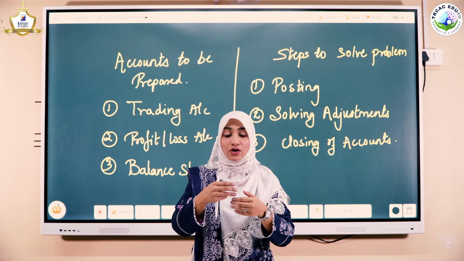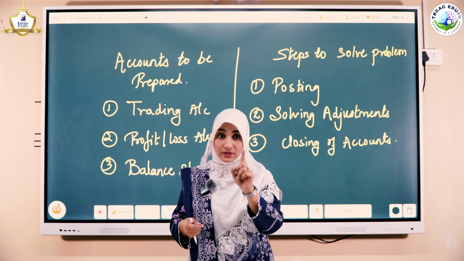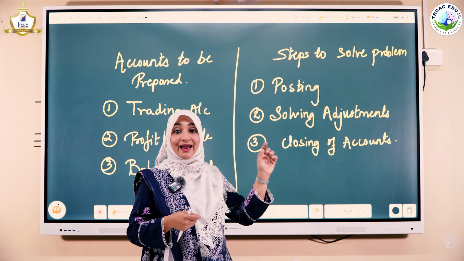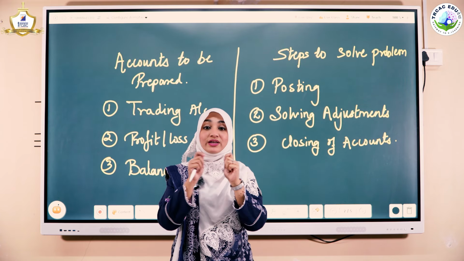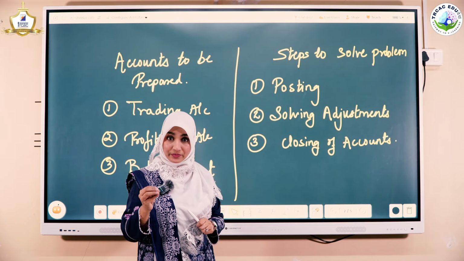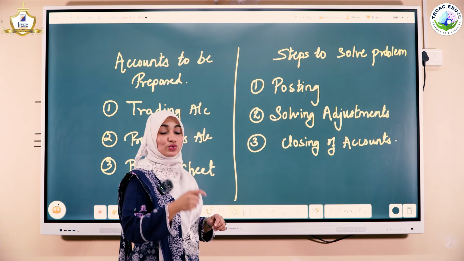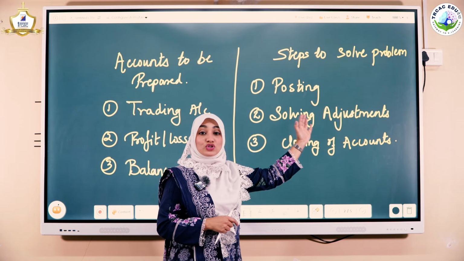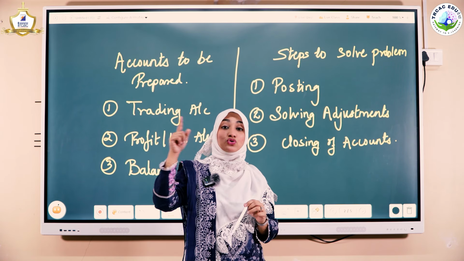Now the next is how exactly you are going to solve your problem. So you need proper steps. Correct. So the steps to complete your problem is this. And believe me, with these three simple steps, the sum is going to be very easy for you. So pay attention. The very first step is posting. I am going to teach you how to post all the elements of trial balance into the relevant account. We are going to study further. Second is solving adjustment. Whatever the adjustment is given below your trial balance, you need to solve it.